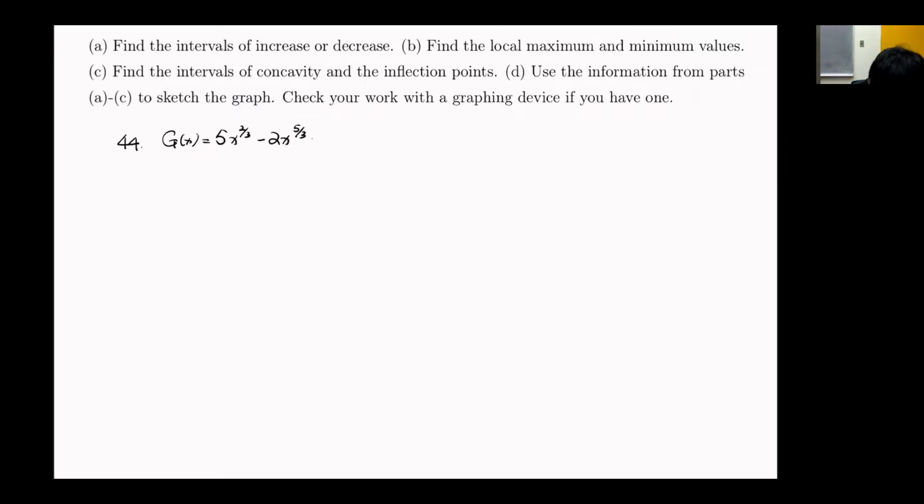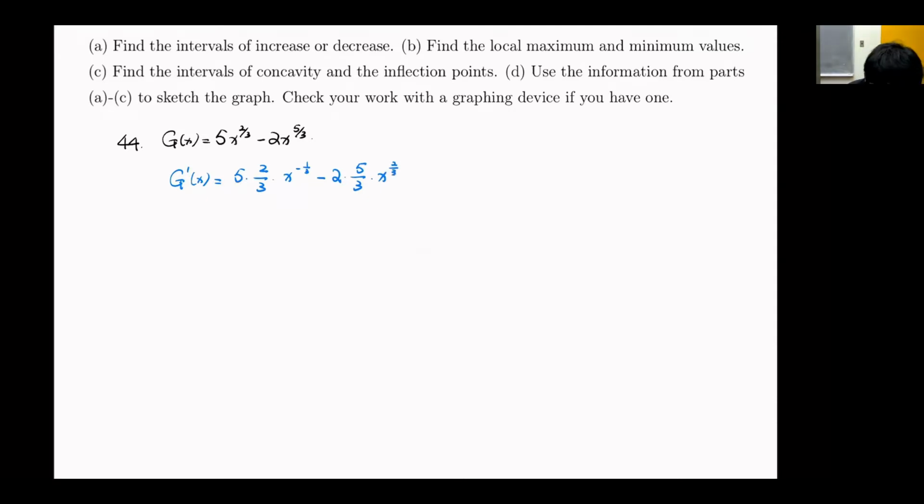To get the derivative is pretty easy. You just use the power rule. So this will be 5 times 2 over 3 times x to the 2 over 3 minus 1, that will be minus 1/3. Okay, so this is the derivative of the first guy, and the derivative of the second guy is going to be equal to 2 times 5 over 3 times x to the 5 over 3 minus 1, that will simply be 2 over 3.